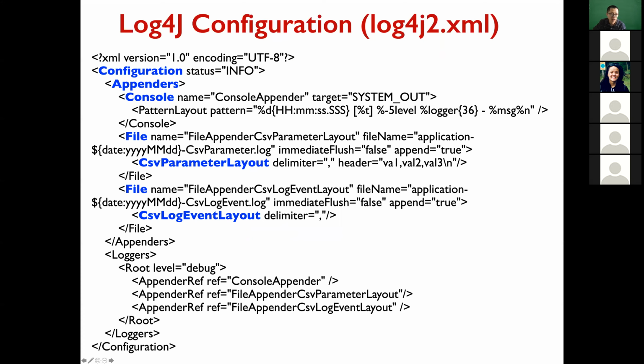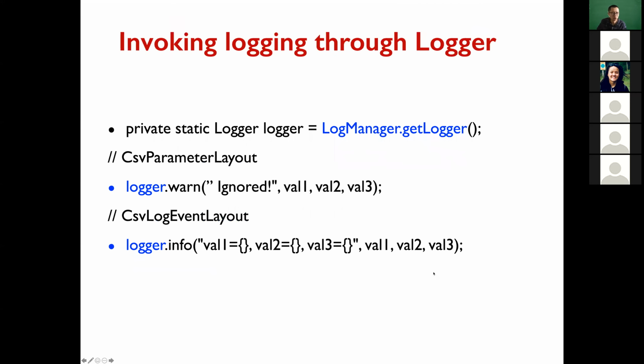But for the file, we have the CSV layout, two types of CSV layout. The first one is the CSV parameter layout. The second one is the CSV log event layout. We will see the difference later. Okay, and for the root logger, we put everything into these three appenders.